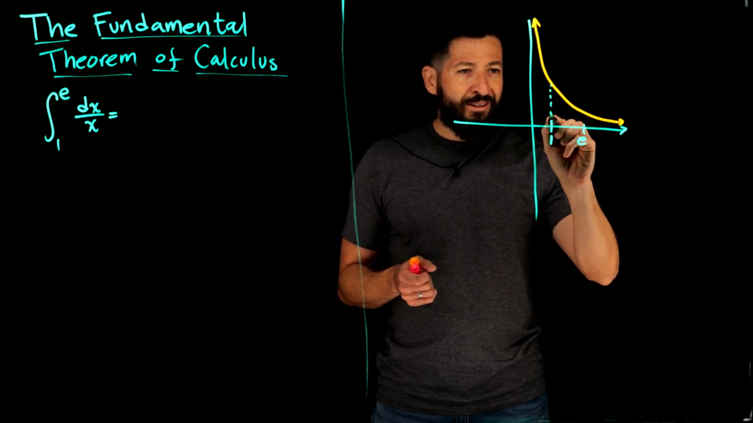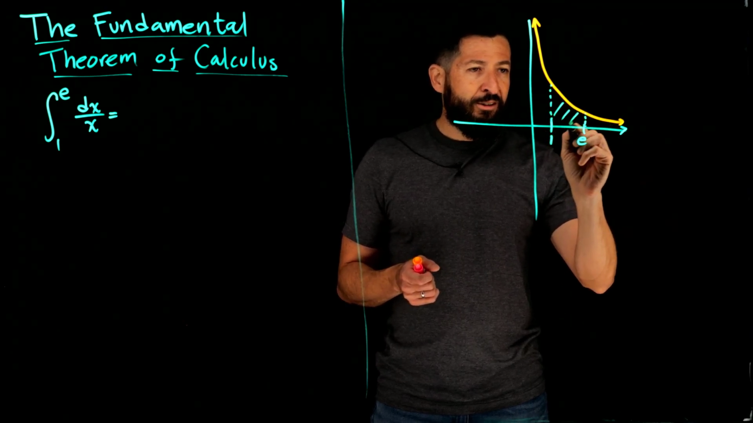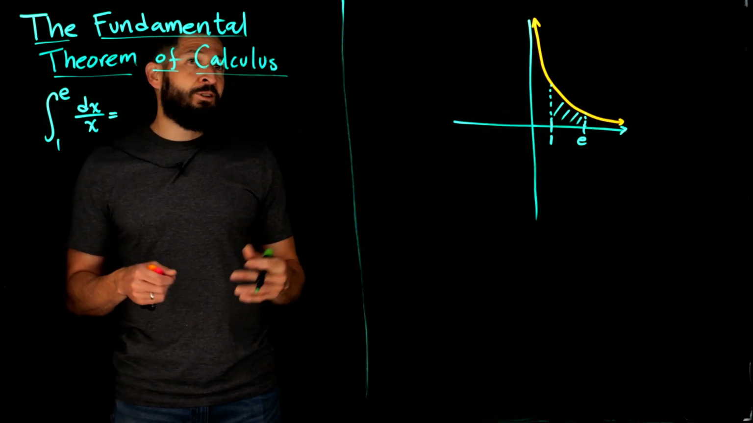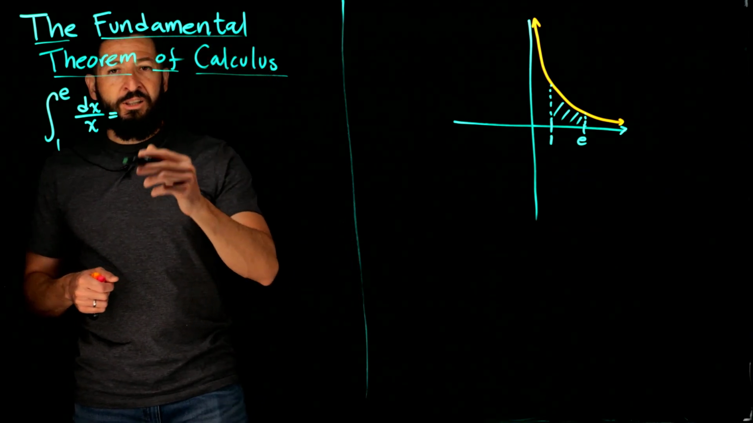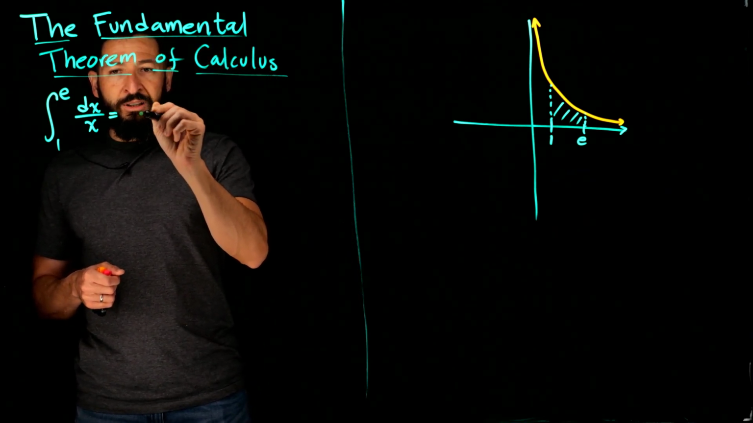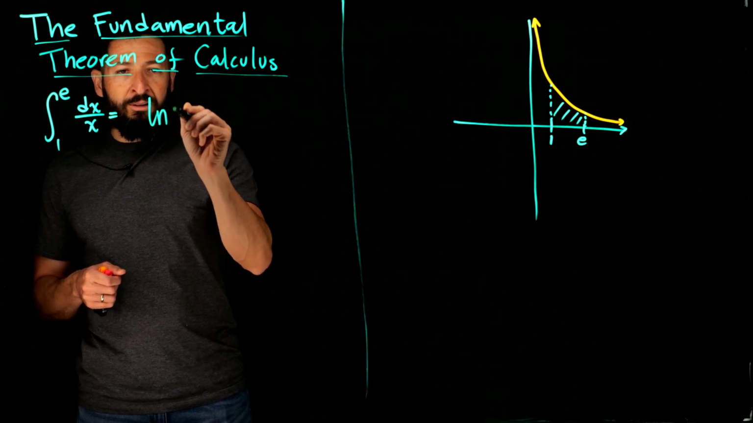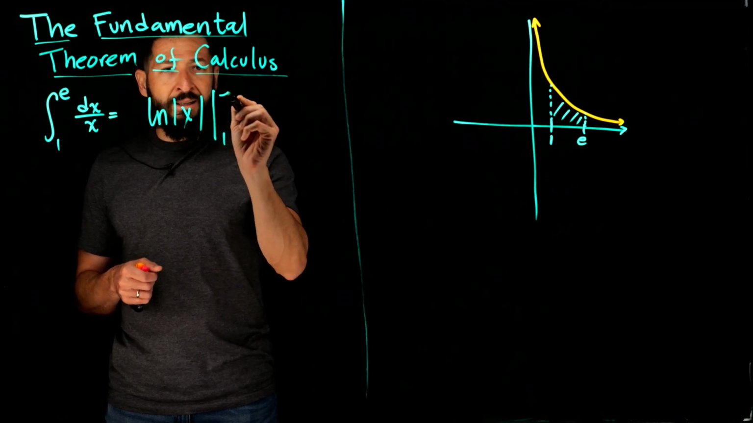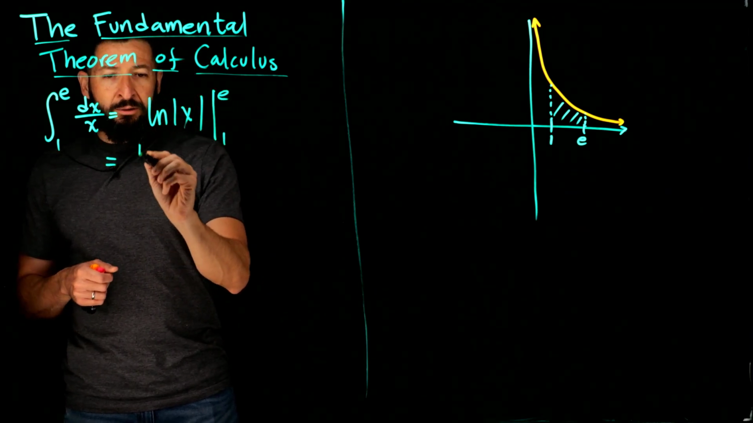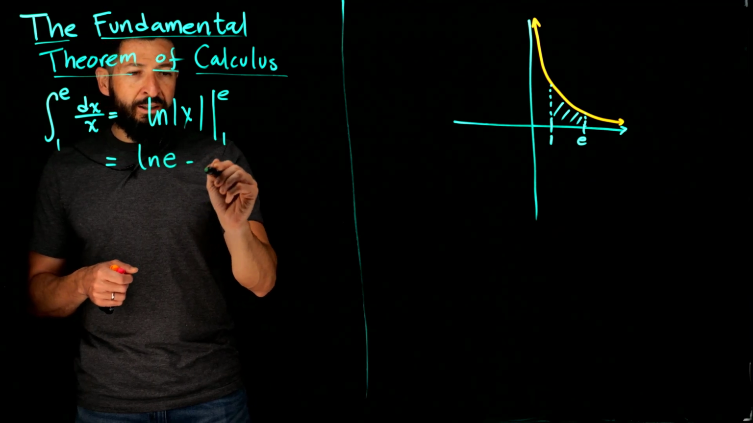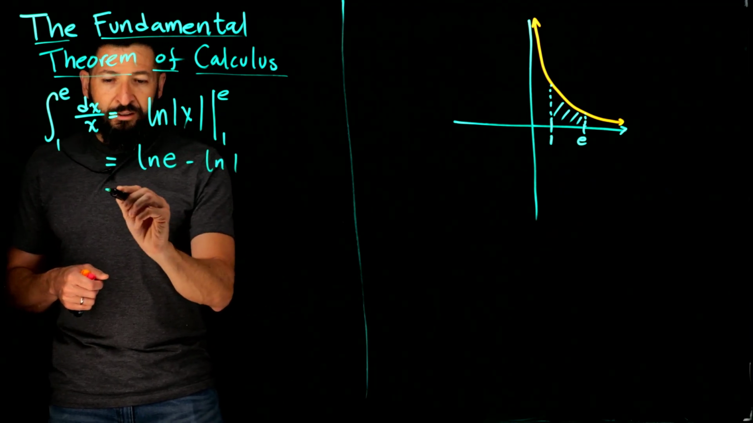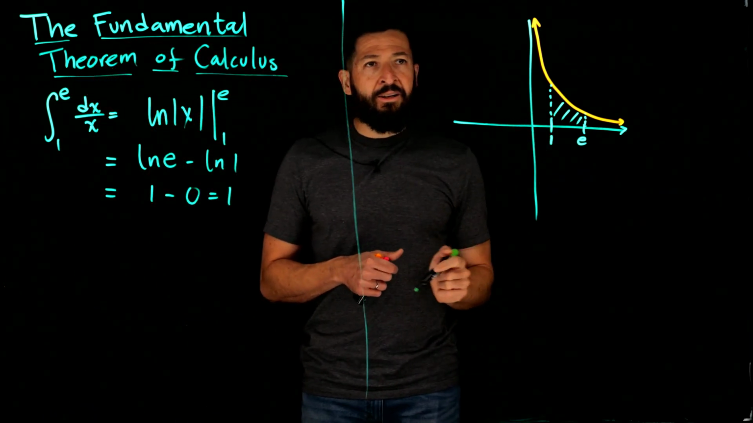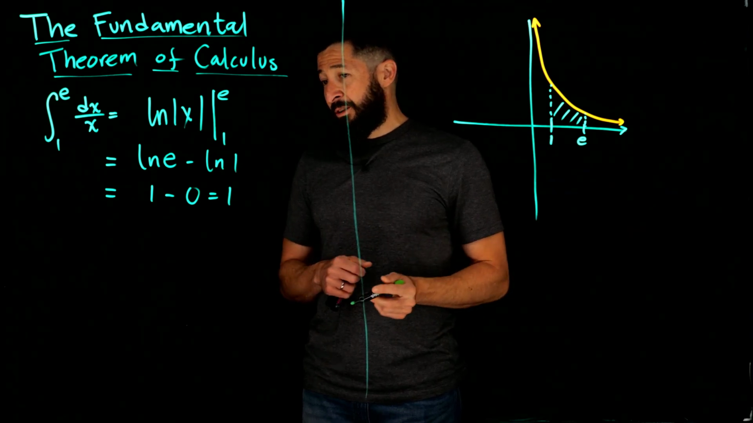So you're looking at this little area here. The function is continuous on that interval from 1 to e. There's no problem with that. So you can apply your fundamental theorem of calculus. You integrate this, and the integral is going to be the natural log of the absolute value of x, and you're going to evaluate it between 1 and e. And then you get the natural log of e, which is 1, minus the natural log of 1, which is 0. So you get 1 minus 0, which is 1. So that little area there happens to be 1 unit square.